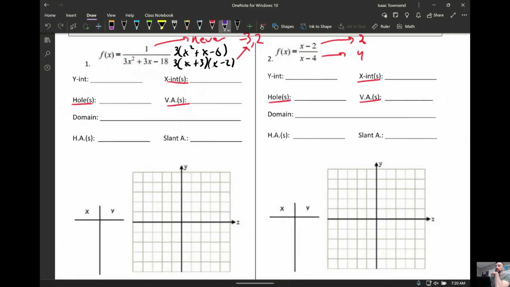So any number that makes just the denominator 0 is how you get vertical asymptotes. And those are vertical lines, so you need to write them as x equals. And for all of our asymptotes, we're going to graph those as dashed lines. So x equals 2, x equals negative 3, and x equals 4 for questions 1 and 2.